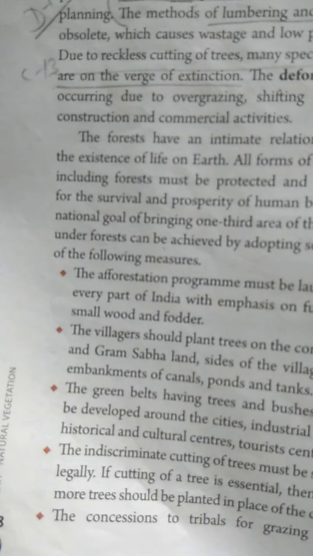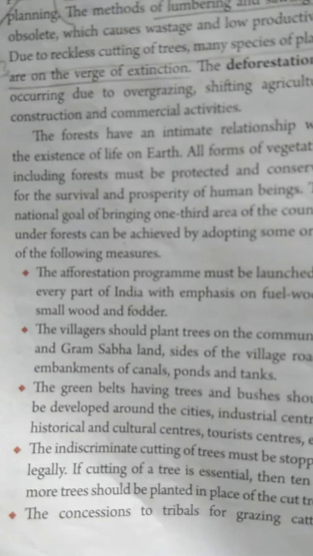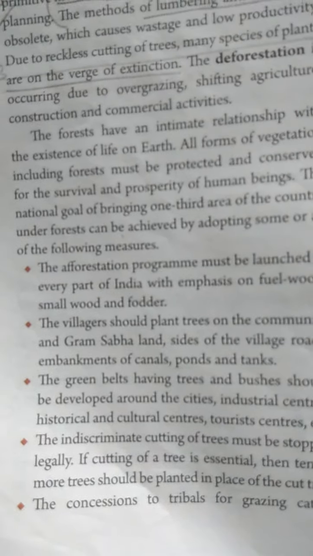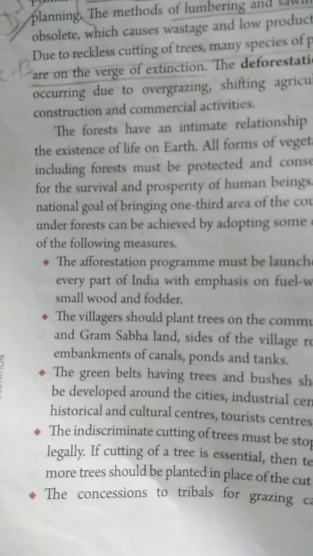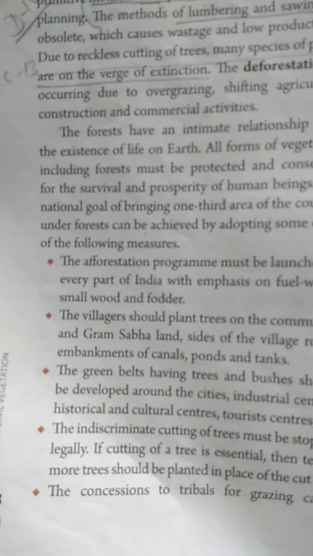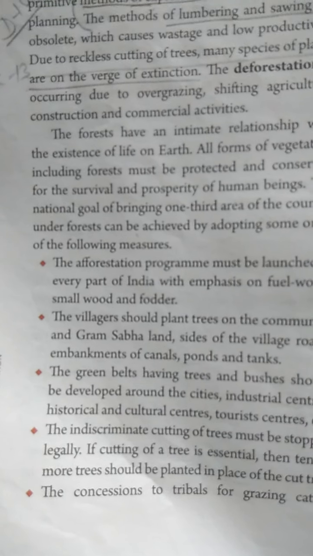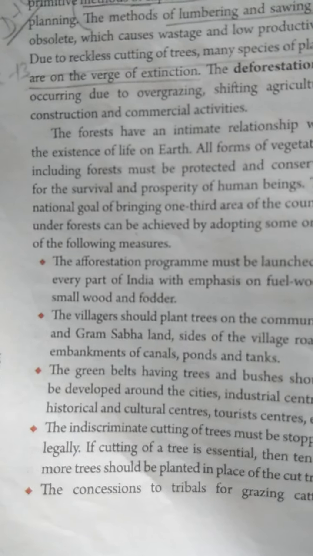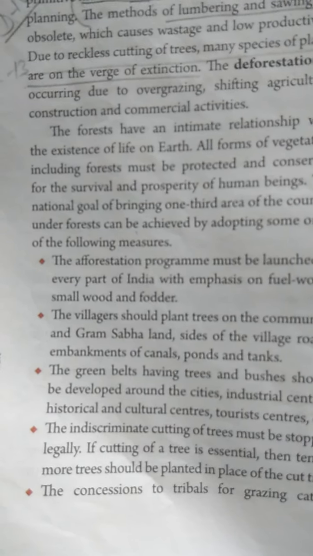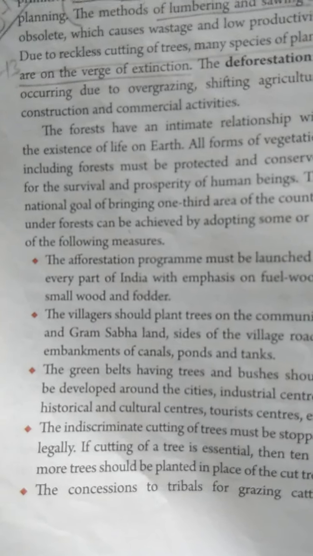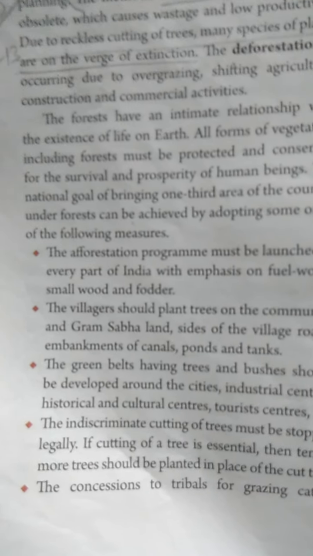If cutting is essential, then 10 or more trees should be planted. If anyone wants to construct a home or an industry, trees can be planted by them in other places. Efforts must be made to stop the practice of shifting agriculture, especially by tribes. Some tribes keep changing their agricultural plots and cutting the trees of other places.